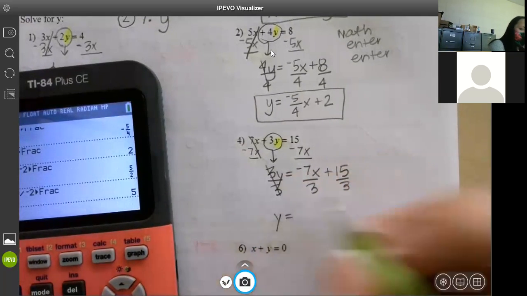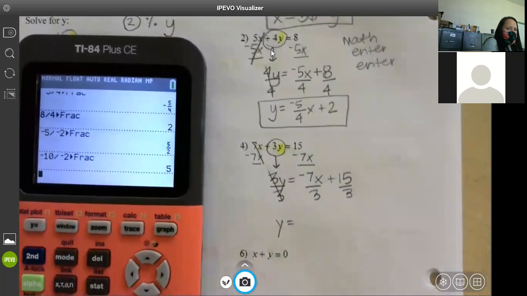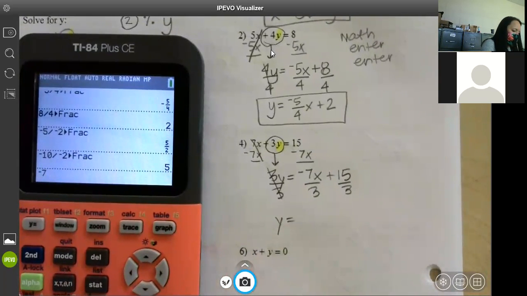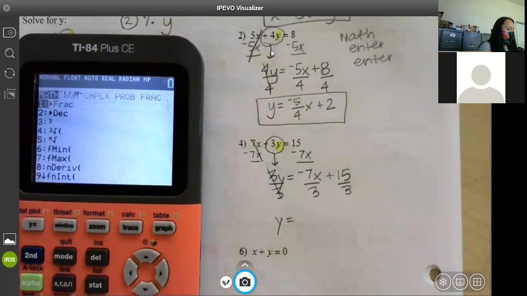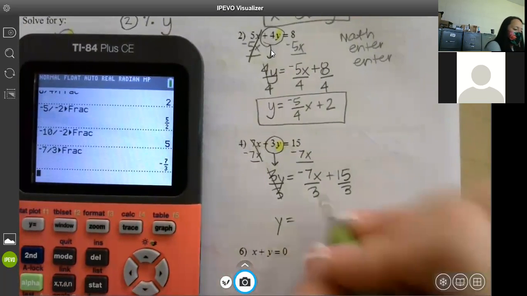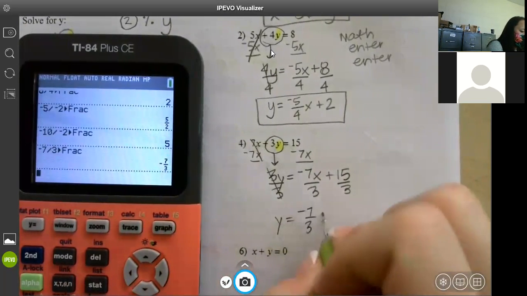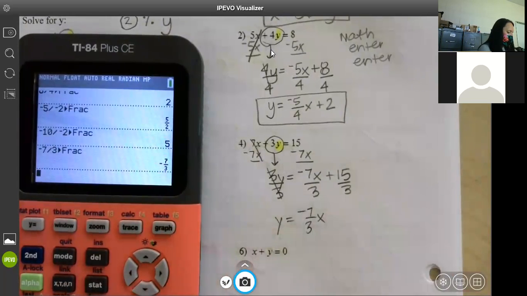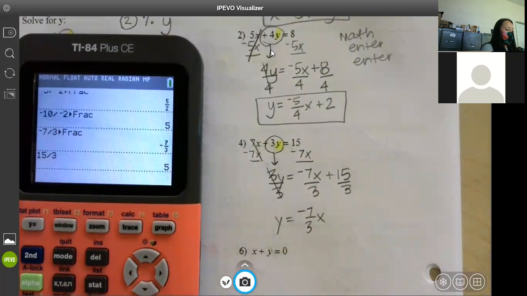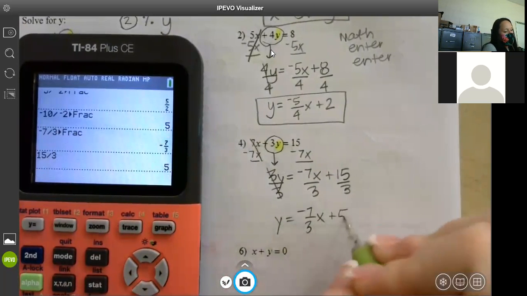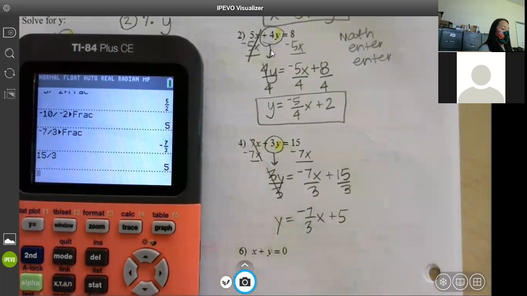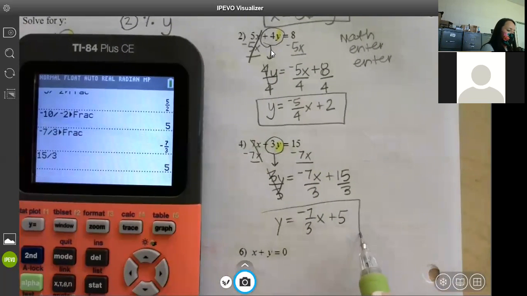So I get y equals, I'm not sure if that negative 7 over 3 reduces. So I'm going to try it, math, enter. And I still get negative 7 over 3, so I'll leave it alone. So negative 7 over 3x. And then 15 over 3 is 5. Y'all, that's all you got to do.